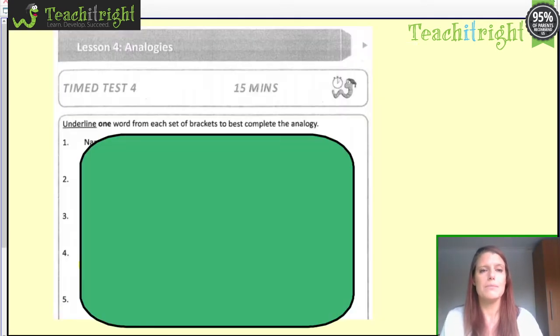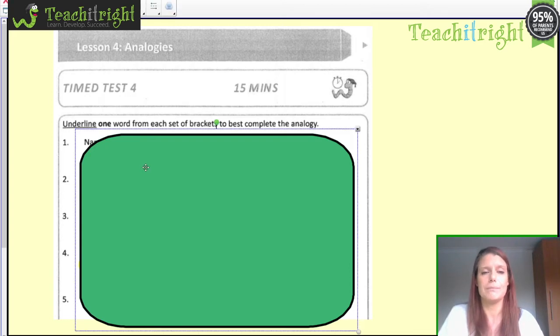Now we had the time section, which was 15 minutes. We would like you to try and practice completing the activities in the given time, but don't worry if it takes you longer at this stage. Try to note down how long it does take you so you have an indication of where you are in terms of pacing. It's something that we will be focusing on more in later blocks, but it's good to practice and have an understanding at this stage. Underline one word from each set of brackets to best complete the analogy.